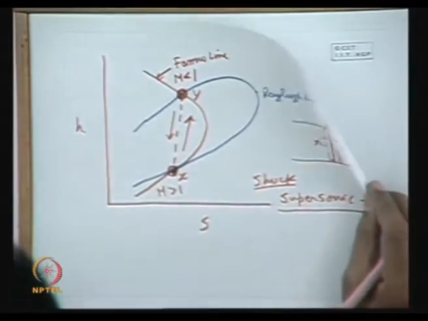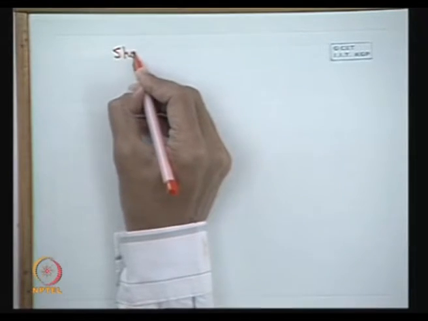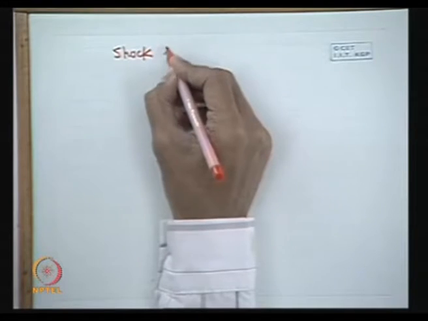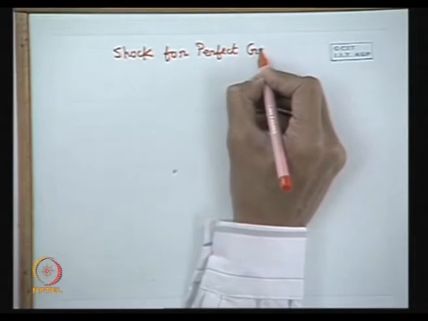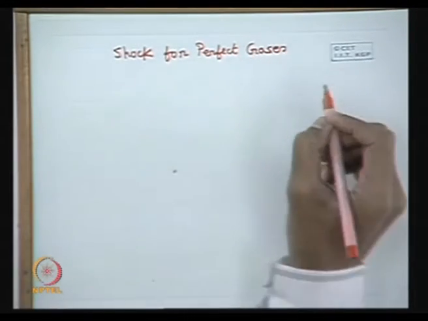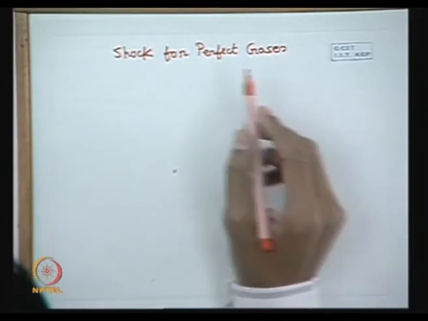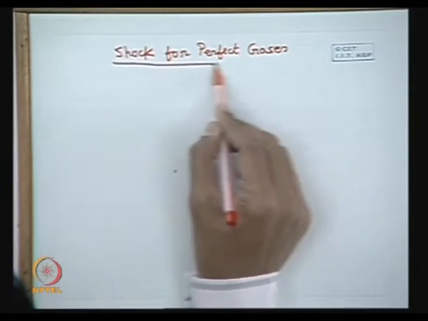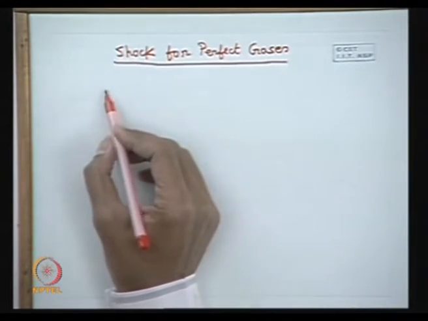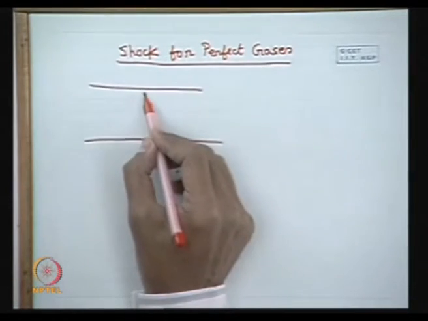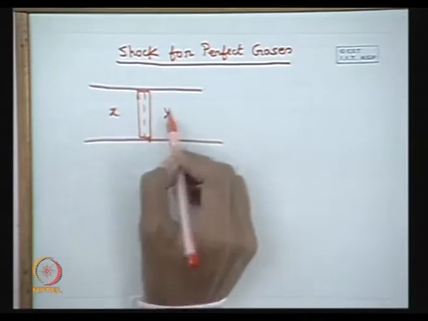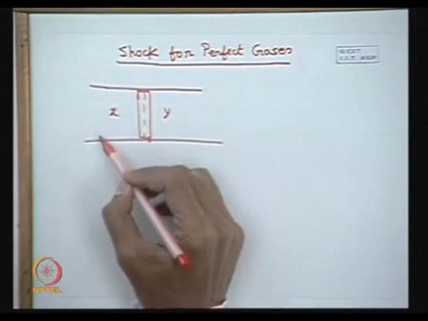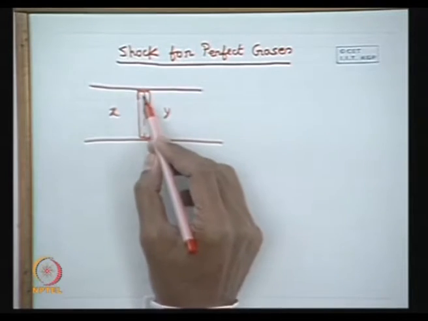Now, after this, I will just discuss the shock in normal shock for perfect gases. Now we are interested, as I have told you earlier, not in the interior details of the shock, but let this be the control volume, the upstream and downstream flow properties across the shock. That means, if we know the upstream properties of the shock, what are the corresponding flow properties downstream the shock?